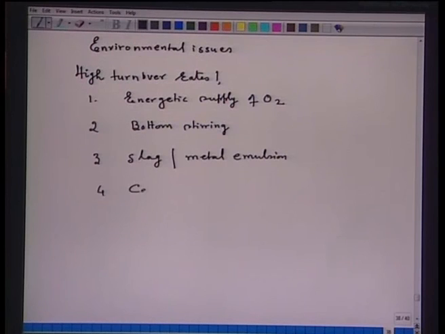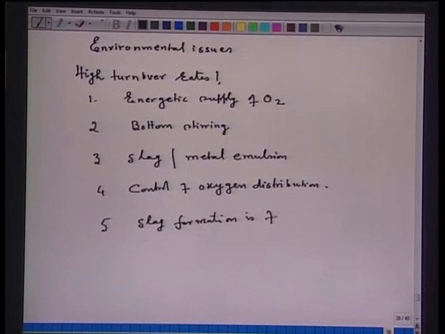Fourth, control of oxygen distribution. And slag formation is faster. So, these are some of the reasons for faster turnover of the basic oxygen furnace, in particular top and bottom blowing. More reasons you can think of.